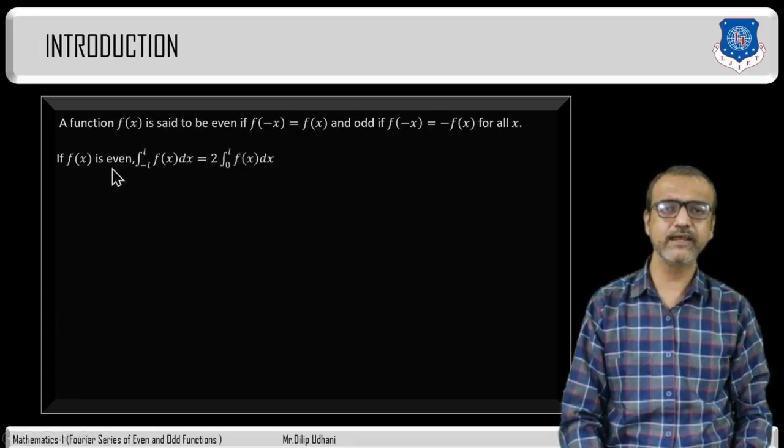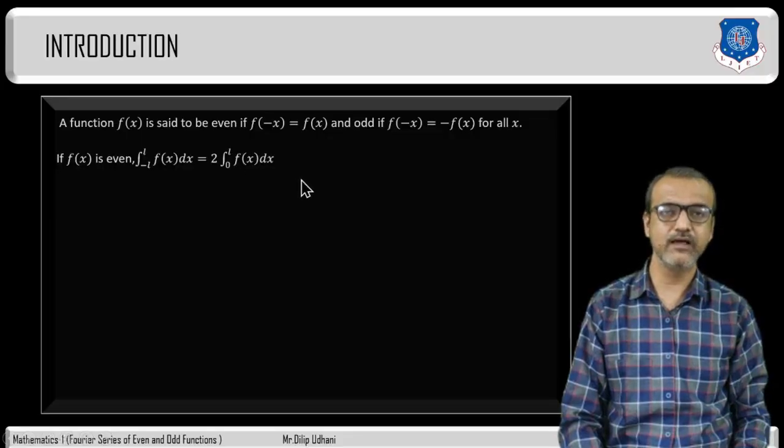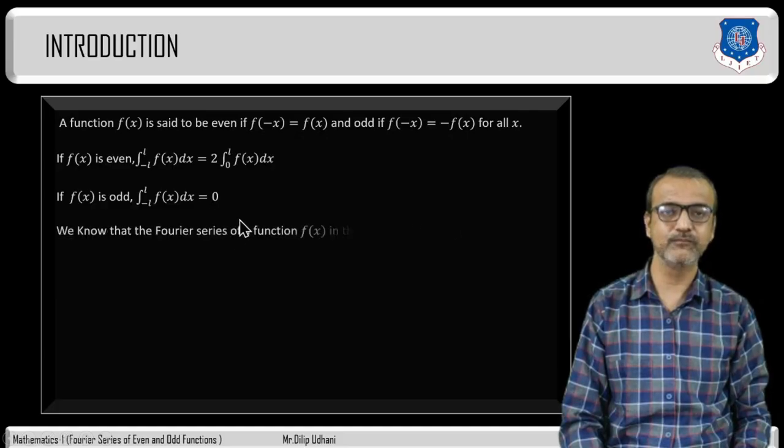And if f of x is an even function, then we have this important result, that integration from minus L to L f of x dx equals 2 times integration from 0 to L f of x dx. And if f of x is an odd function, then integration from minus L to L f of x dx equals 0.